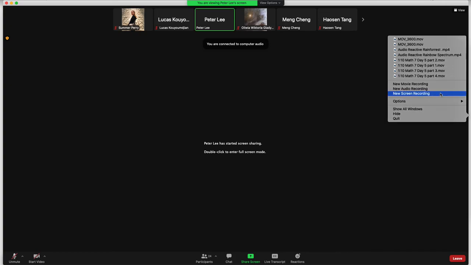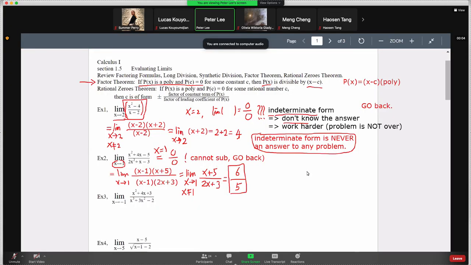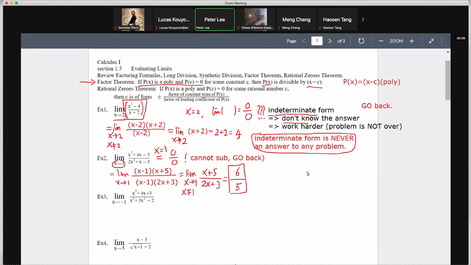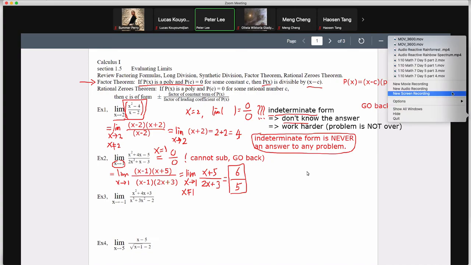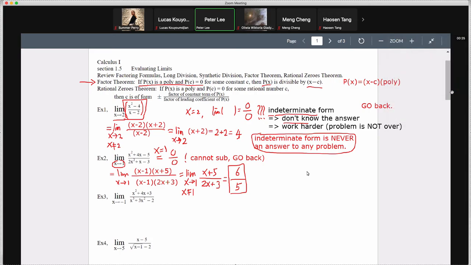No answer. No answer is not the same as not knowing the answer. Is that clear? So is it no answer or you don't know the answer? If you don't know the answer, that's what we call an indeterminate form. If you know the answer, it could be undefined. Undefined is the final answer, if that's the final answer. But indeterminate form is not the same as undefined. So that's not the same. You have to be careful there.